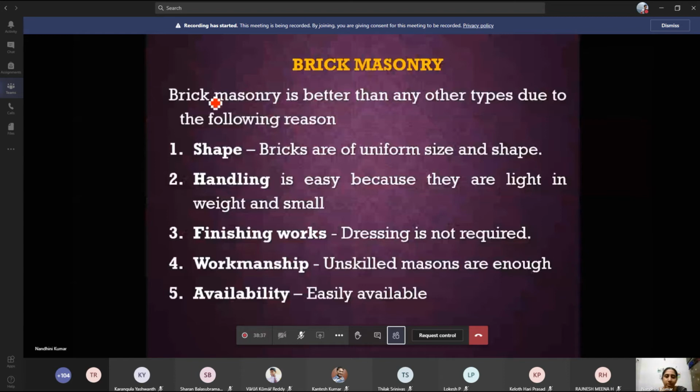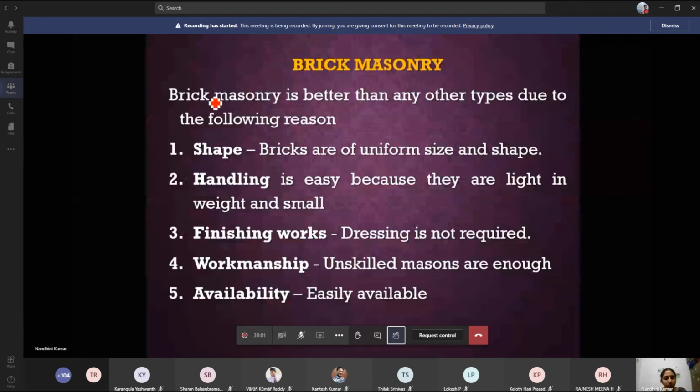Next is brick masonry, which is better than any other type due to the following reasons. Shape: bricks can be uniform in size and shape. Forming a structure with quite small size bricks, it will be easy for you to construct a dome or an arch. Everything is quite possible. It is very easy to handle.